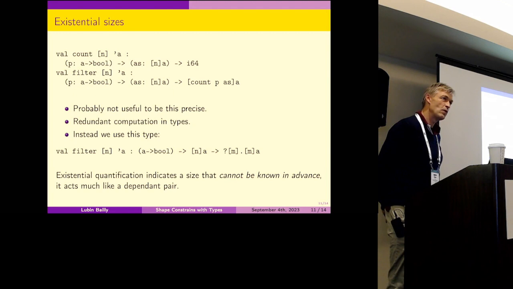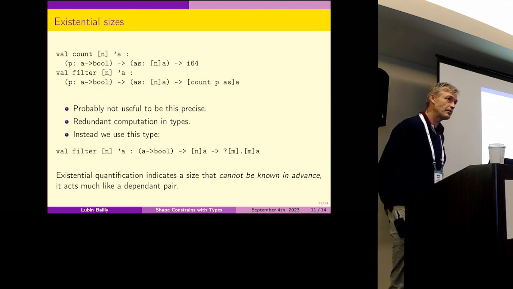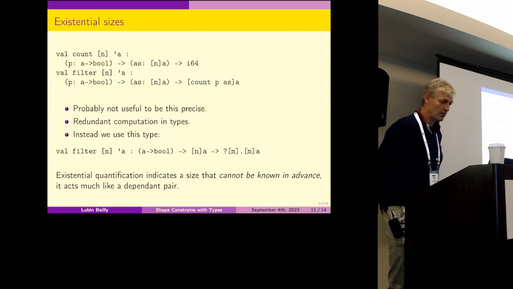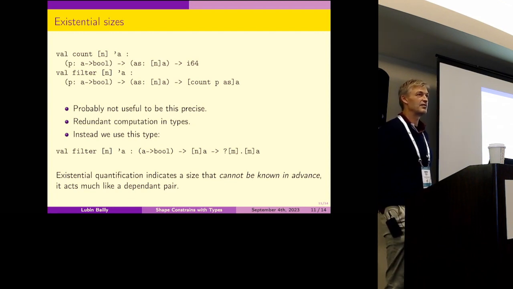I understand. Thank you. I understand that you can create a dynamic check for this count P. If that happens, then most likely the count P is going to be executed before you call filter. So my question is, why don't you make M an explicit parameter? Wouldn't that resolve your problem?